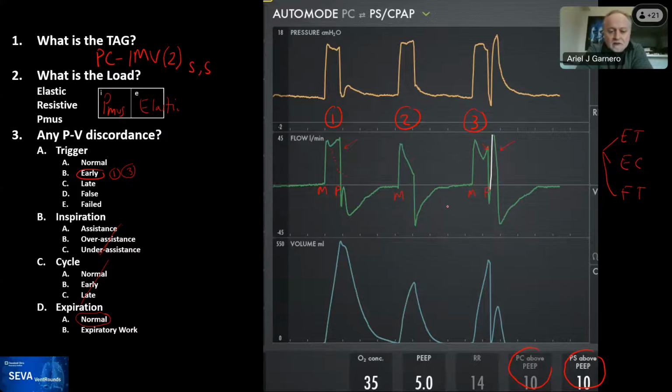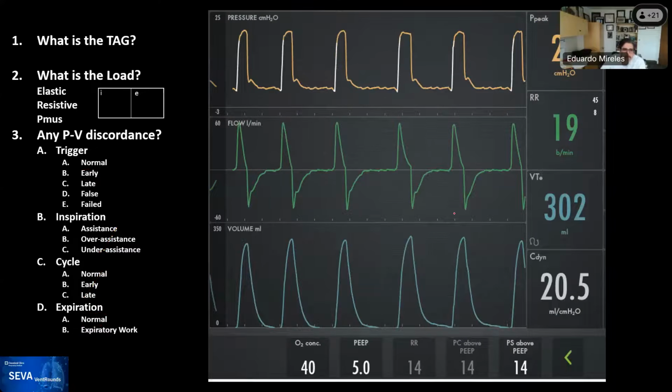So to put it into perspective, I switched this patient from pressure controlled to auto mode, and he had a couple of these breaths and then started breathing on his own. Once the pressure support breath kicked in, this was the next series of breaths, and you can see that now the patient is breathing spontaneously. All the breaths are triggered by the patient and cycled by the patient.